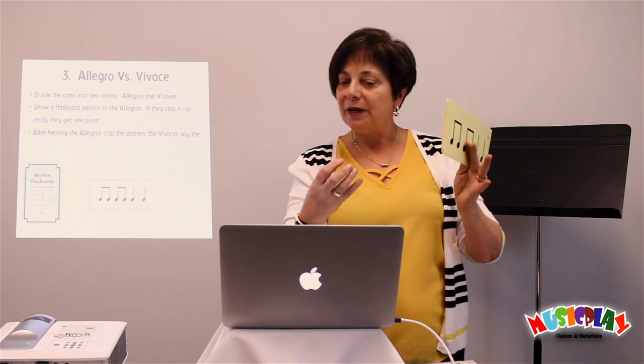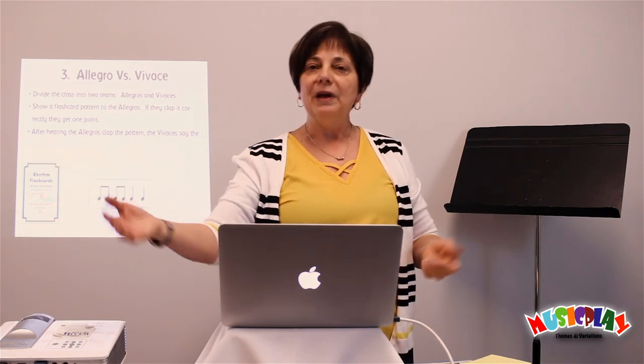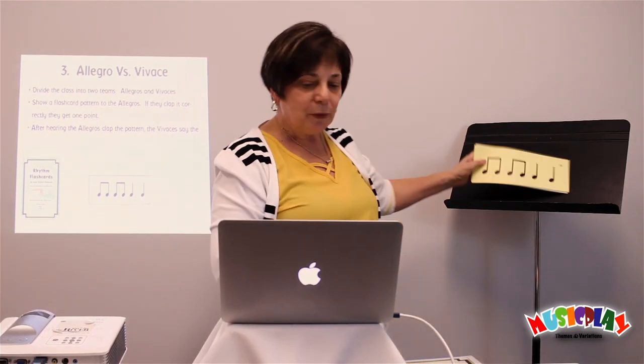without saying the rhythm names, because it's the Vivaces' job to listen to them clap and then say what they clapped. So if they correctly say ti-ti-ti-ti-ta-ta, the Vivaces get a point. So Allegros get a point for correctly clapping the rhythm. Vivaces get a point for correctly saying the rhythm. And I can usually make it work out so that by the end of class, we have a tie, so there's peace on the playground when they go out to play.